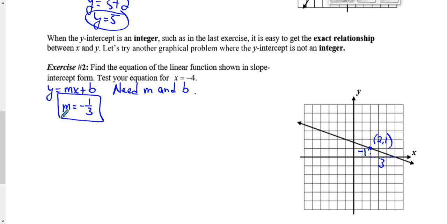Now we just need b. Do I have any sample xy's that I could put in here real quick? Yes. So could I replace the y here with a 1 and the x with a 2? And the m with a -1/3? And then the only thing left would be what? B. If I have numbers for everything else, could I then just solve for b?